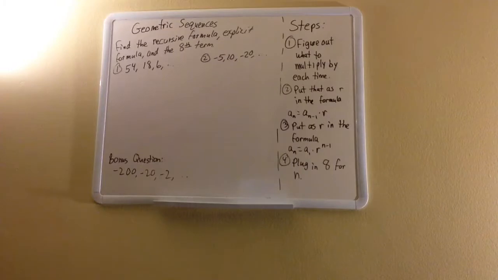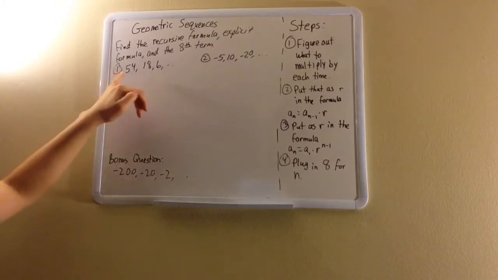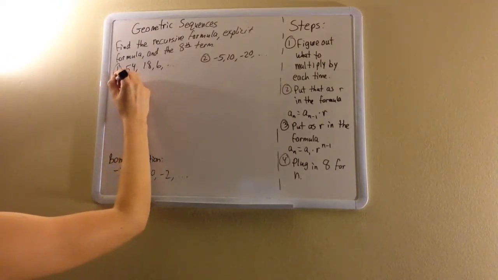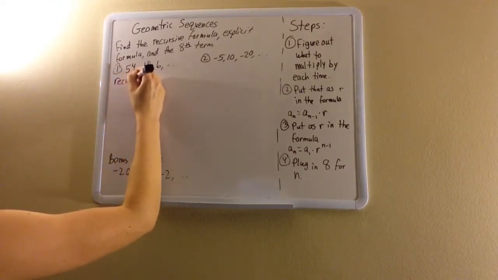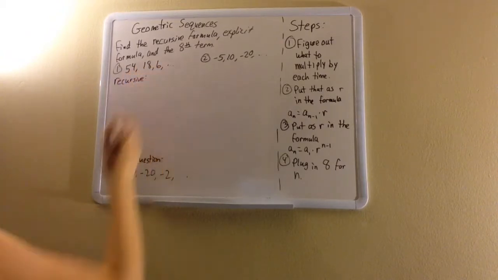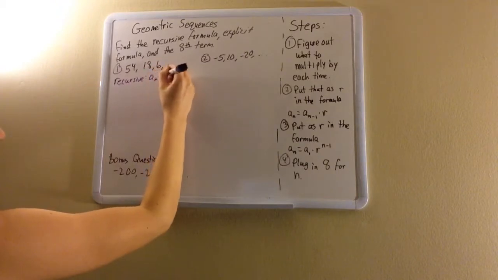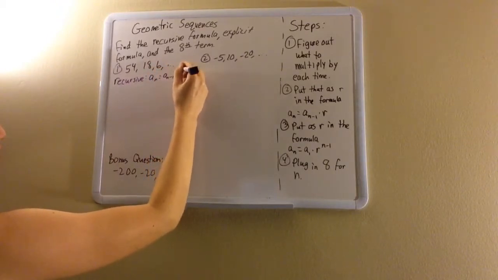The first one. If you look at the first one, to get to the next number, we're basically dividing by 3. But I want to know what we're multiplying by. So to figure out what you're multiplying by, you need to flip and multiply. So that's going to be 1/3. So we're really multiplying by 1/3 to get the next number. The recursive is the one we're doing first, and the recursive means you're looking at the previous one. So it's an equals an minus 1 times 1/3.